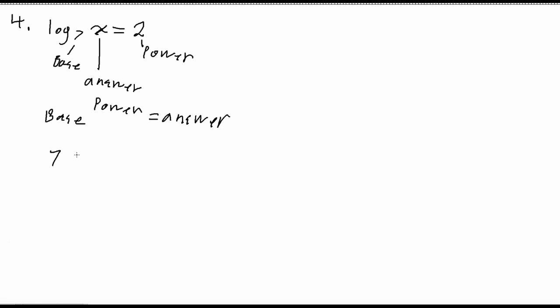So 7 is the base, as you see up here, 2 is the power, as you see up here, and x is the answer, as you see up here again. What's 7 squared? 49. So x equals 49 is our answer to problem number 4.